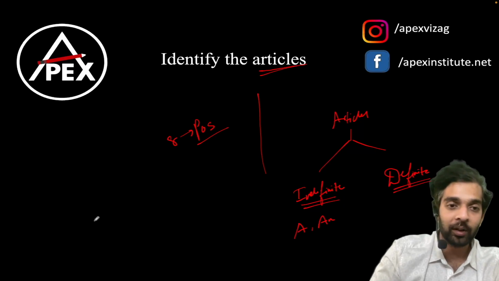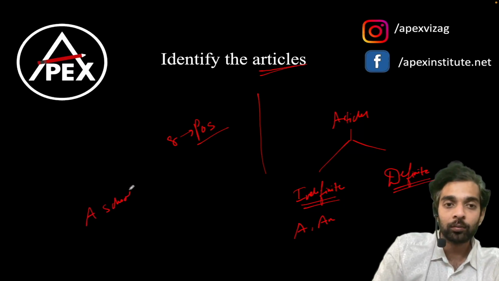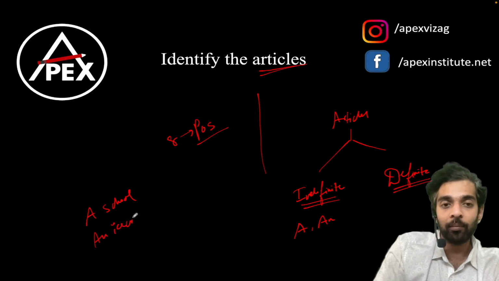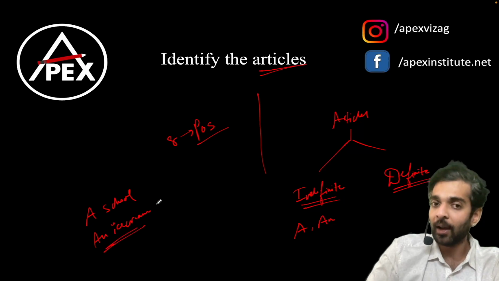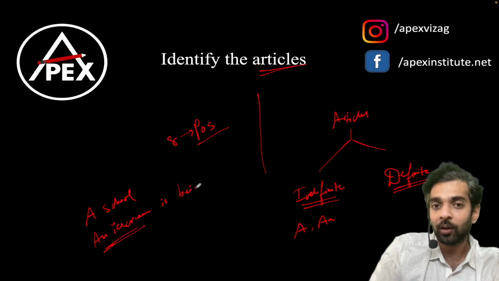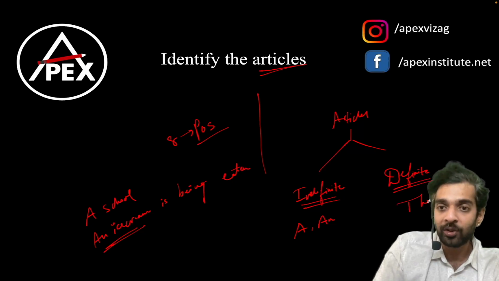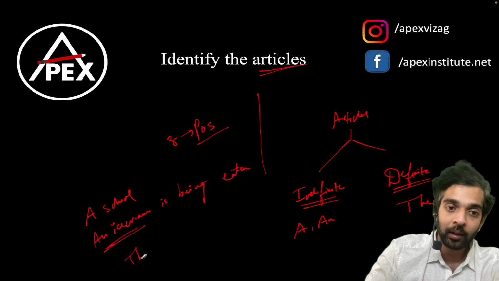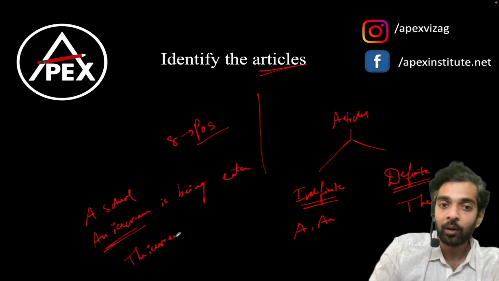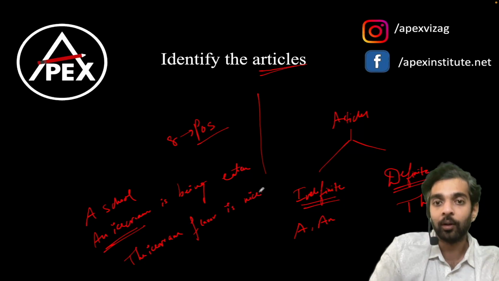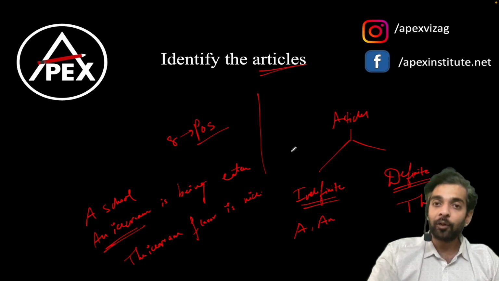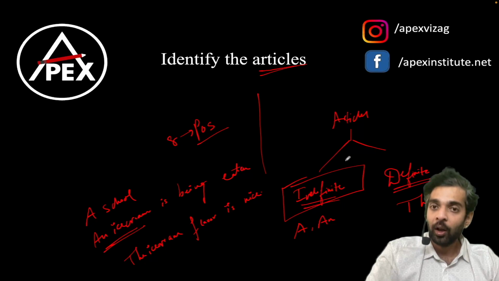So you can use it like a school, an ice cream, right? And now once I know that an ice cream is being eaten, I can then go to the definite article, which is the, and say the ice cream flavor is nice. So only after you use an indefinite article are you logically using a definite article.